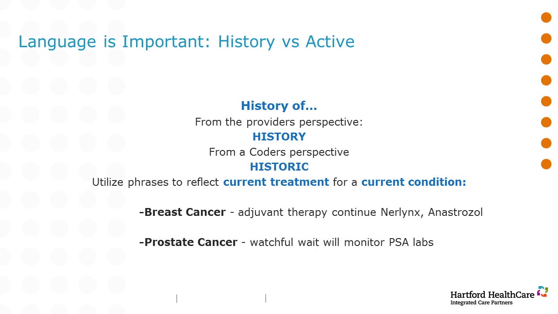So, a patient with breast cancer on adjuvant therapy, continue Nerlynx or anastrozole. Prostate cancer, watchful waiting, will monitor PSAs. Cannot stress enough, language in your progress note is extremely crucial to tell your patient's story.